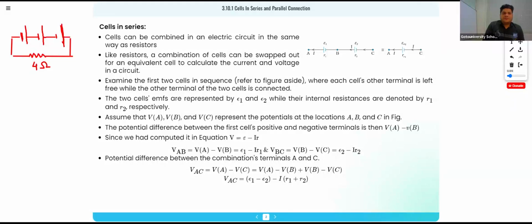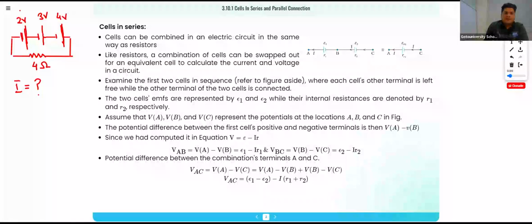Okay, this is battery. This will be 2 volt. This will be 3 volt. This will be 4 volt. We have to find the current. How will you find the current?